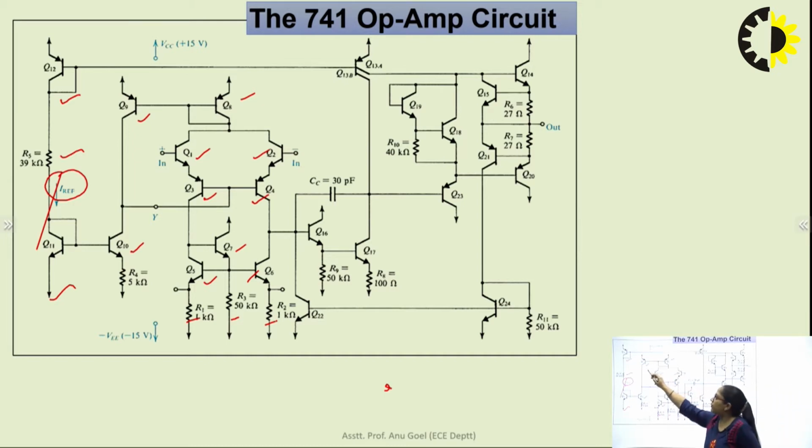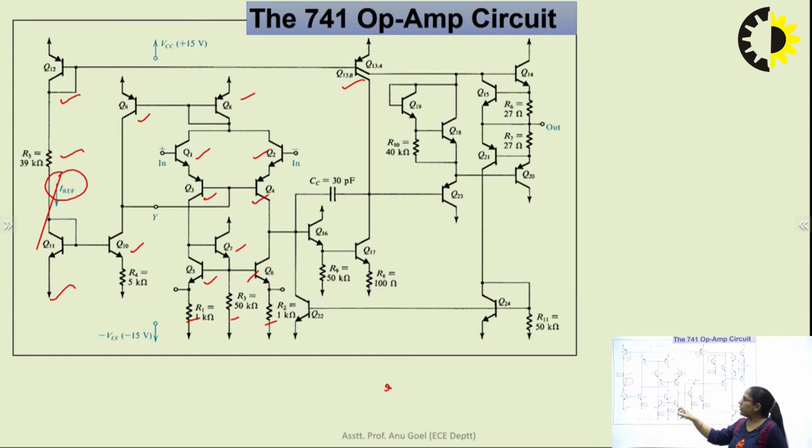Transistor number 12 is forming a current mirror with transistor number 13, and transistor number 11 is forming a current mirror, which is a Widlar current source, with transistor number 10. What is a current mirror circuit? A current mirror circuit is a kind of circuit which is used to replicate the input current at the output side. That means whatever current is flowing at one side of the circuit, we will get the same amount of current at the other side of the circuit.